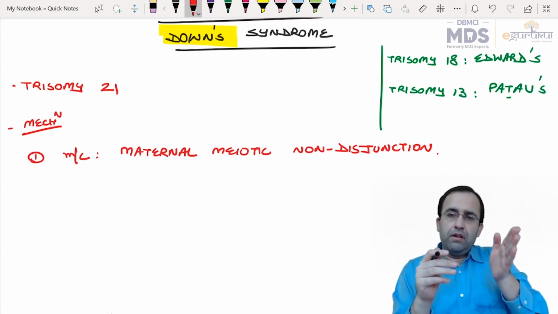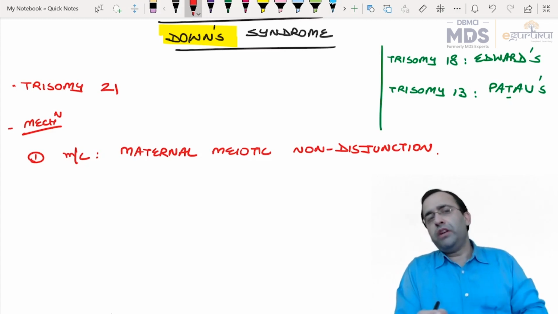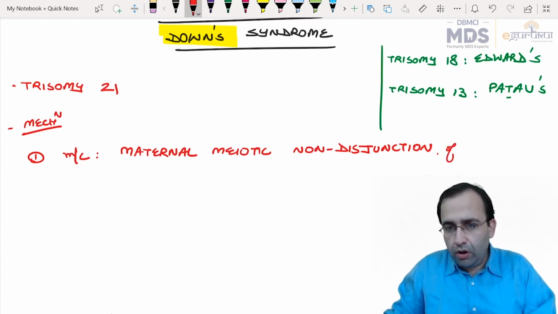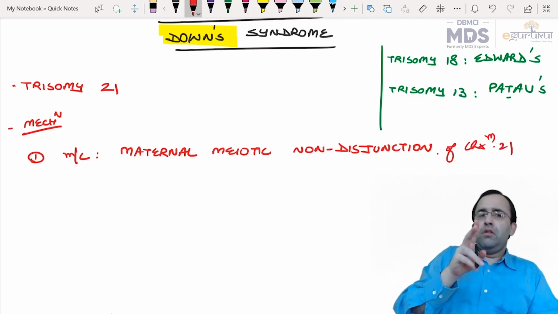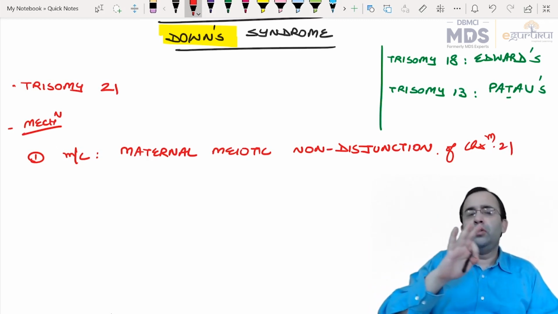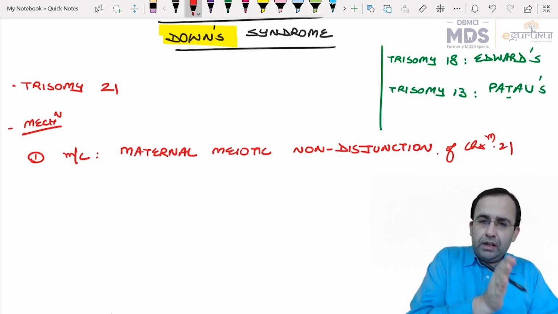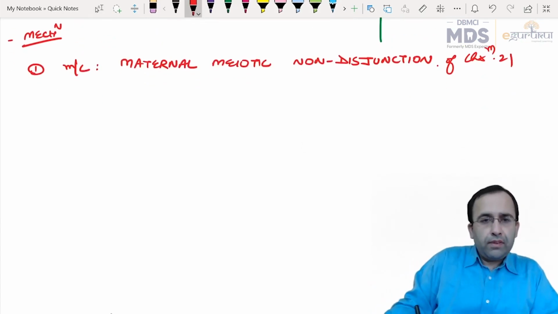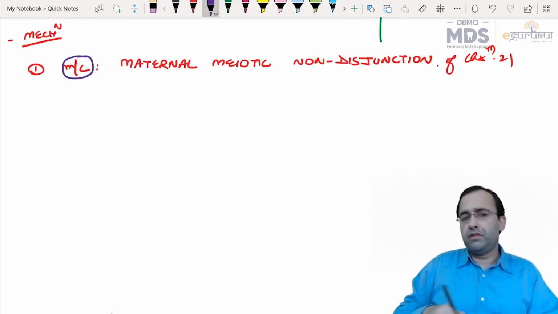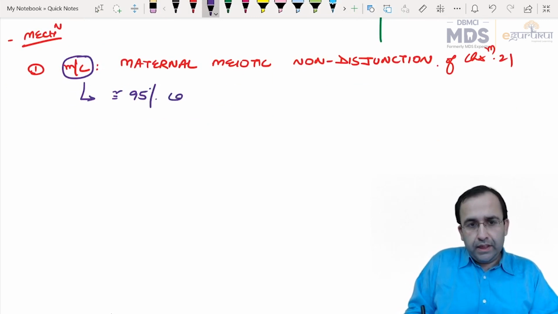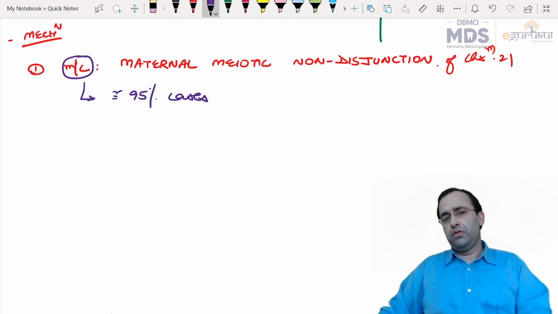In Downs, there is maternal meiotic non-disjunction of chromosome 21, meaning both chromosome 21s of the mother came to the child, and one came from the father, so it is trisomy 21. Maternal meiotic non-disjunction of chromosome 21 is the most common cause of Downs, accounting for approximately 95% of cases of Down syndrome.